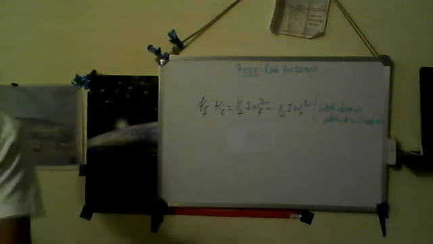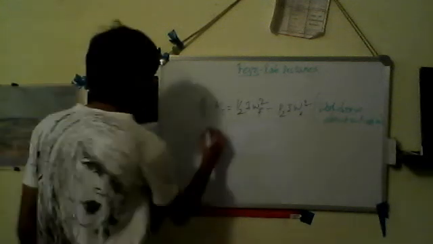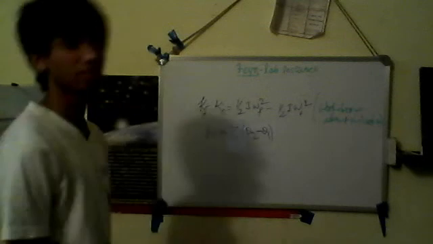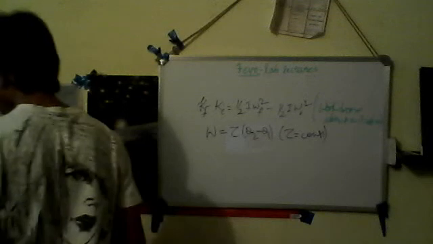Now for the work done, if there is a constant torque acting on it, it is torque times theta 2 minus theta 1, or theta f minus theta i, both are the same. So here torque is equal to a constant. You must remember these equations.